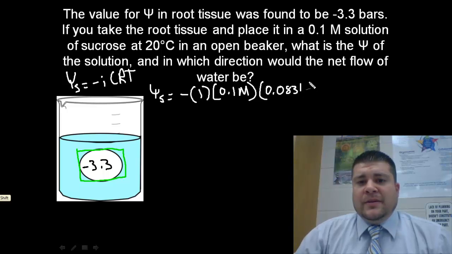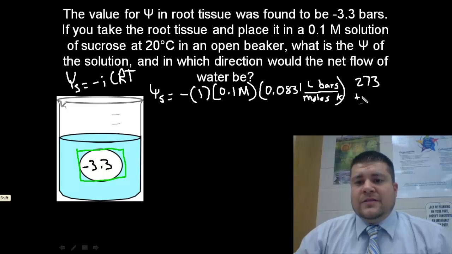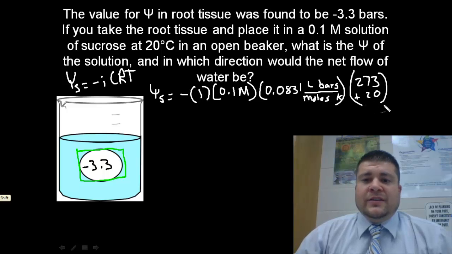And then our R is our constant, so that's 0.0831 liters bar per mole Kelvin. And then our temperature needs to be in Kelvin, so we add 273 to the 20 degrees Celsius, and we get 293 Kelvins.